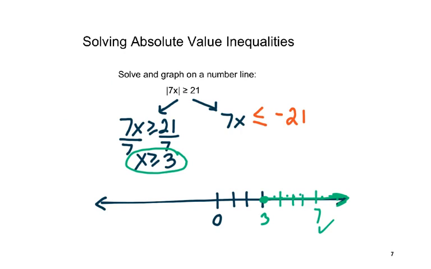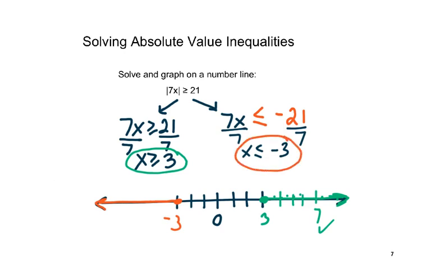Let's look at the opposite, the part of the solution that is less than or equal to negative 21. We're going to divide both sides by 7, and we'll get x is less than or equal to negative 3. It's negative 3 down here. It says it's less than or equal to, so we draw a solid dot indicating that's equal to negative 3, and the solution is anything less than or equal to negative 3. That red line represents our solution.